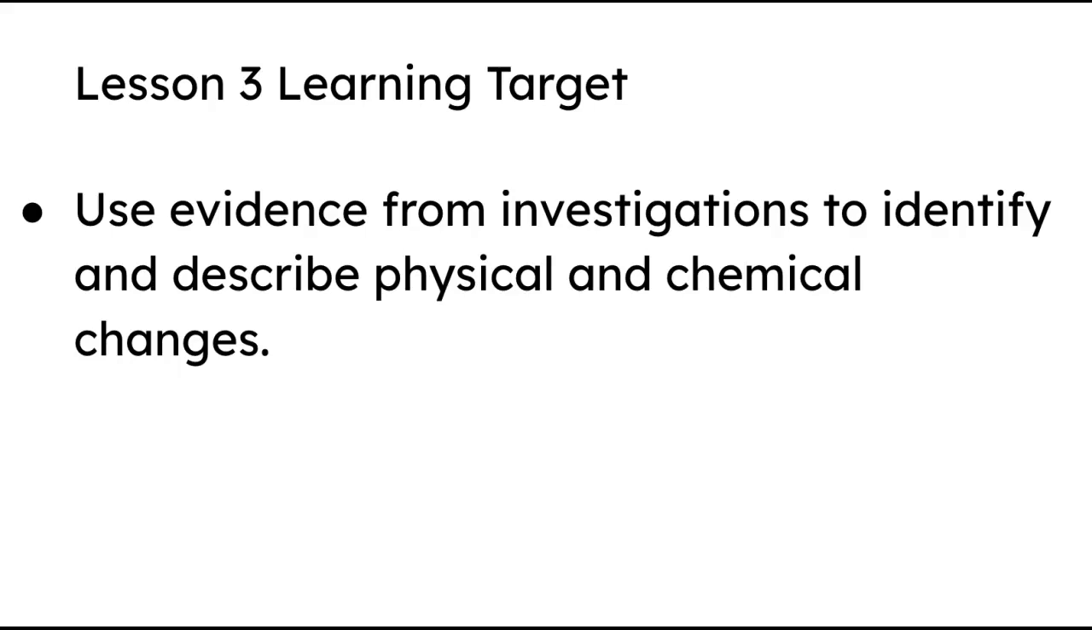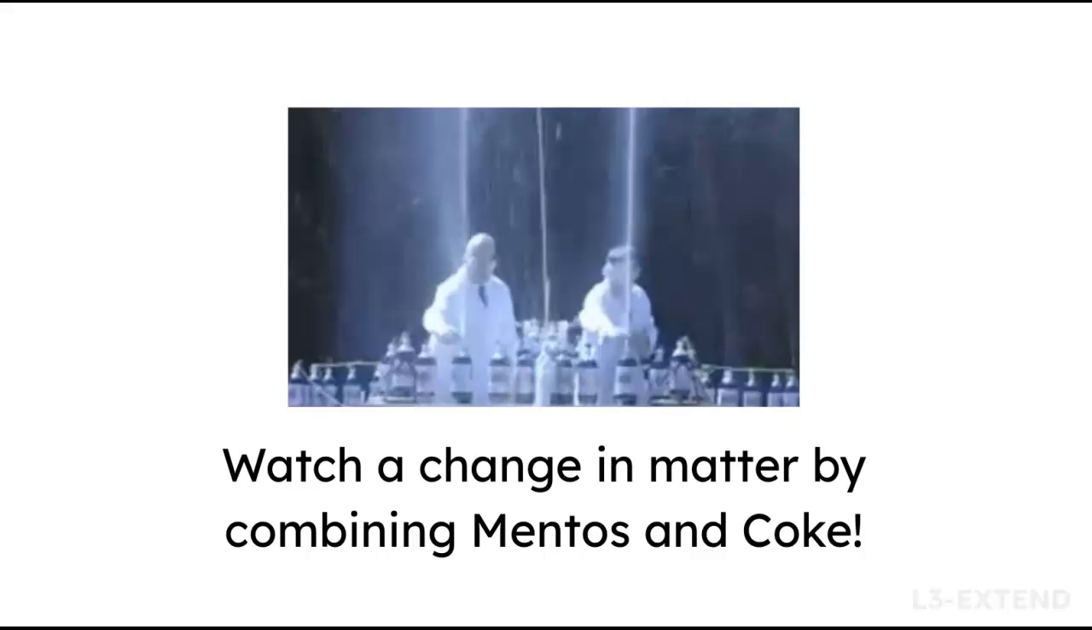By the end of this lesson, students will have used evidence from investigations to identify and describe physical and chemical changes. In Lesson 4, students will use chemical properties to identify ingredients used in baking. For the optional Extend, you can demonstrate a change in matter by either combining Mentos with Diet Coke or showing a video clip of the reaction.